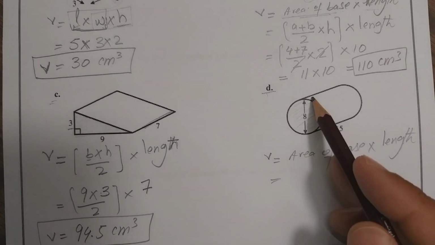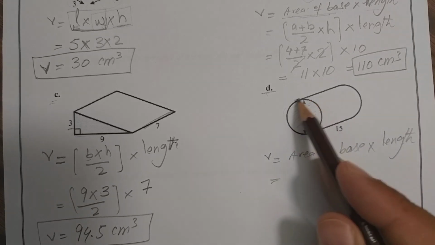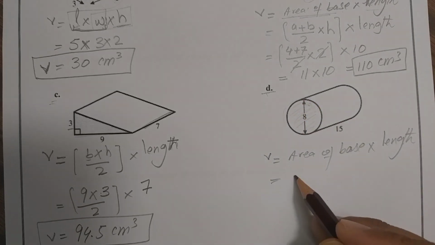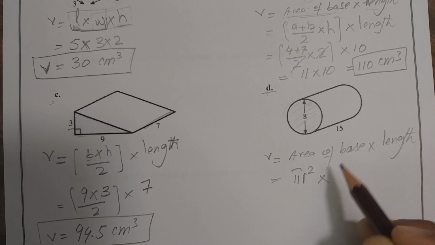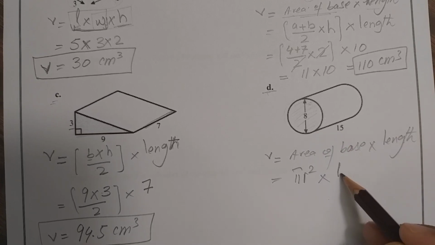So what is the base here? We are given that the base is this circle, so it means the area is pi r square. And what is the length? This is the length, times length.